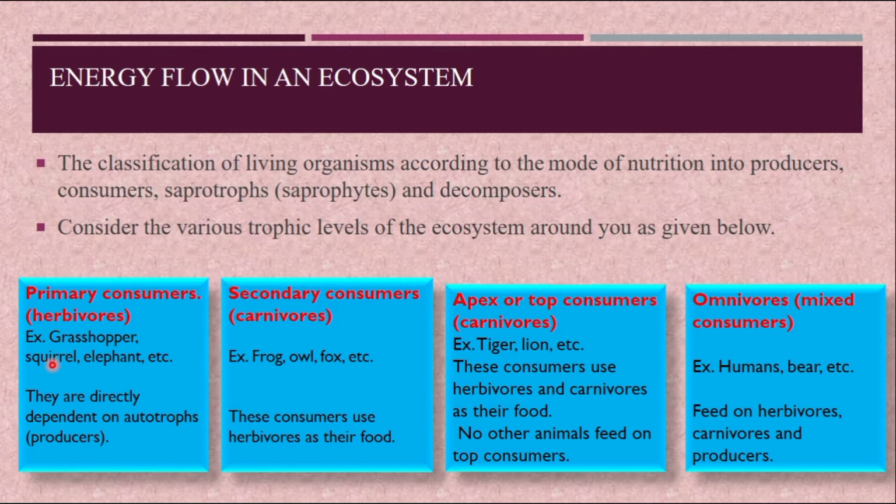For example, a cow, goat, elephant, and deer. The second one is the secondary consumer. These secondary consumers are also the carnivorous animals. They are carnivorous animals, that is, they depend on the flesh of the herbivores.